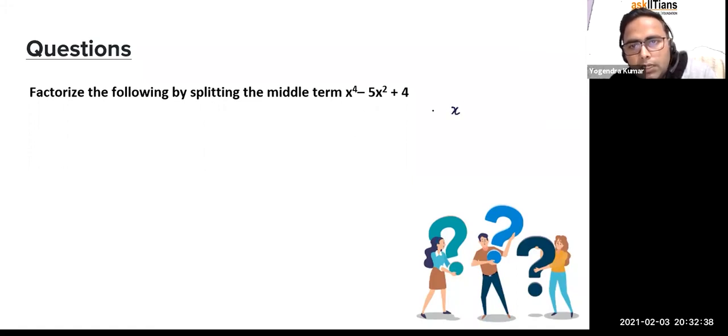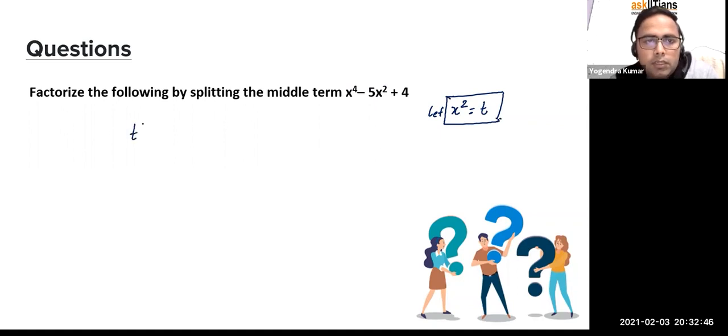If you take x square to be t, I can convert it, right? So that is t square plus 5t plus 4. Now it's easy, I think. You can do splitting the middle term here, because it is biquadratic, where x power 4 is there and x power 2 is there. So it is quadratic only, but it is written in 4 power like this. So we can assume it like this, then do it for t, then substitute it back. This is how it becomes easy.